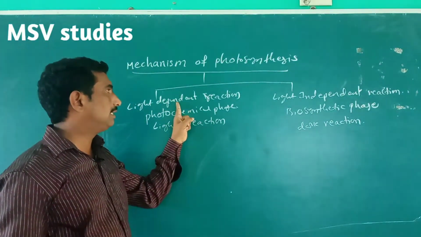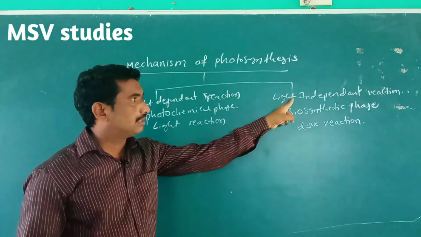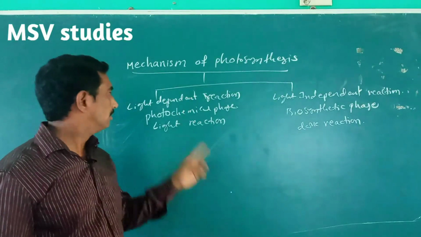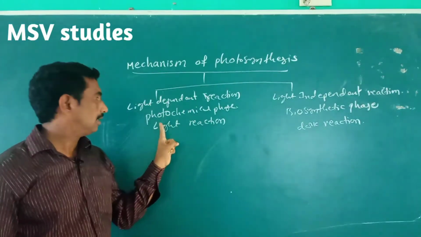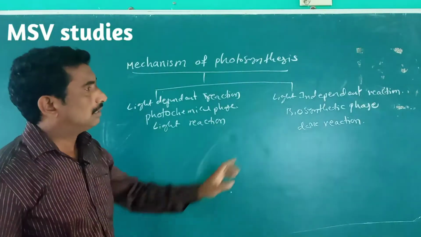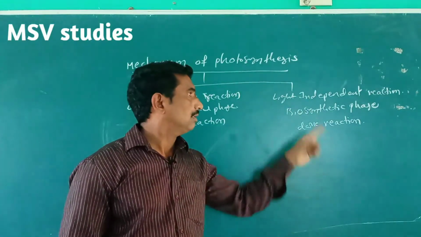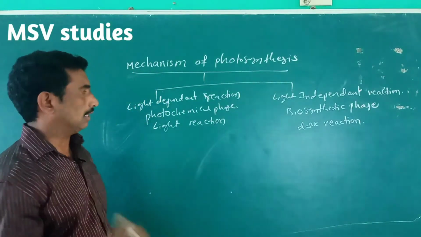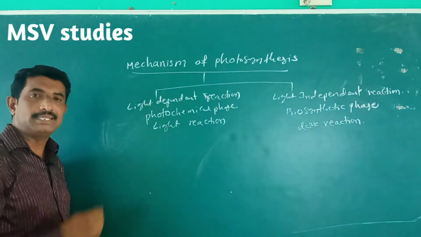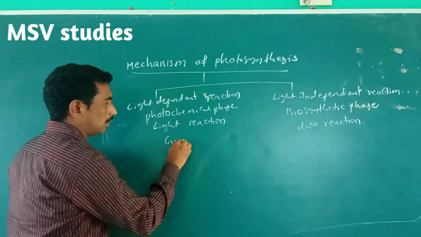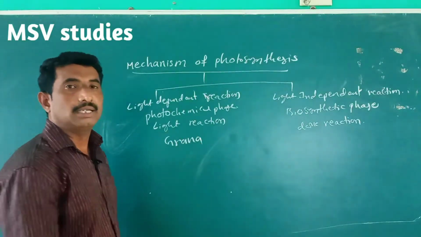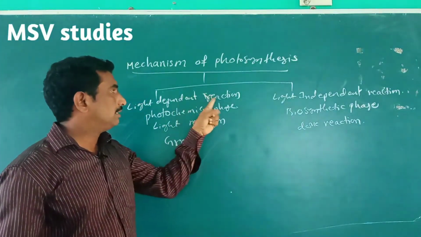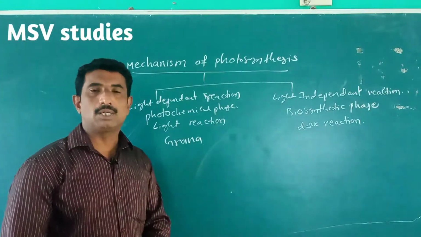One is the light dependent reaction, the other is the light independent reaction. The light dependent reaction is also known as the photochemical phase or light reaction. The light independent reaction is also known as the biosynthetic phase or dark reaction. You observe, children, the light reaction occurs in grana. Grana is a group of thylakoids in the chloroplast, right? So the light dependent reaction occurs in the grana of the chloroplast.